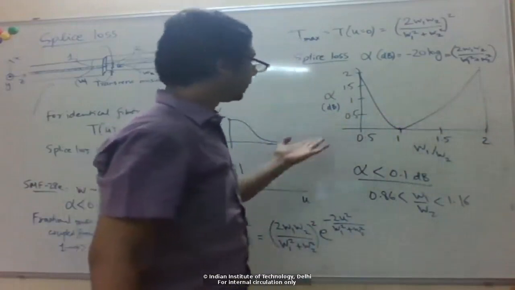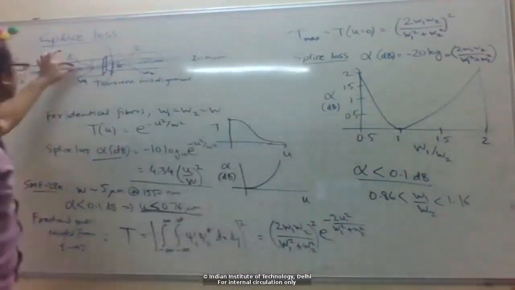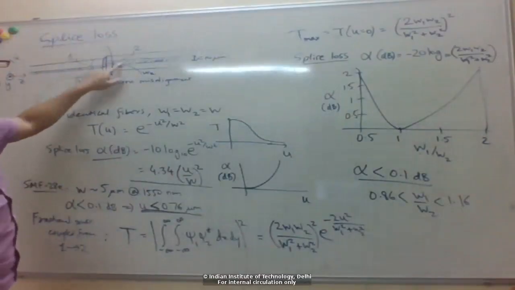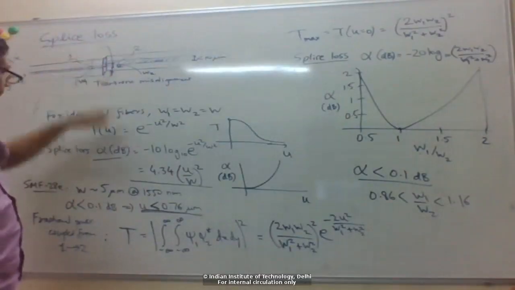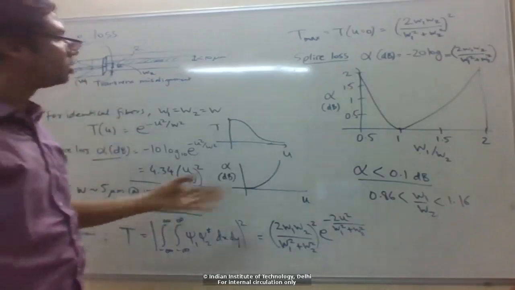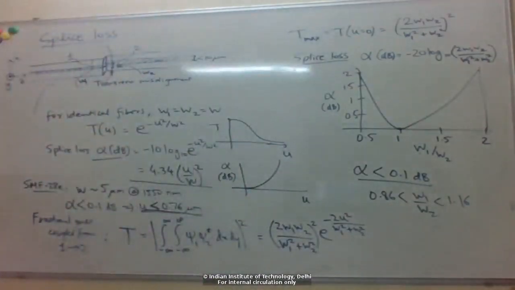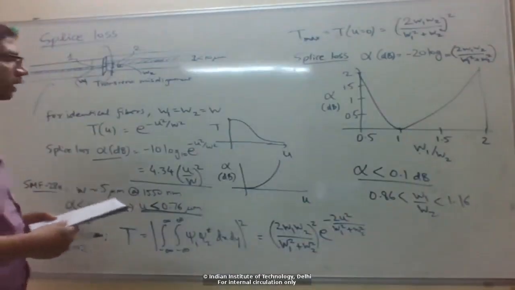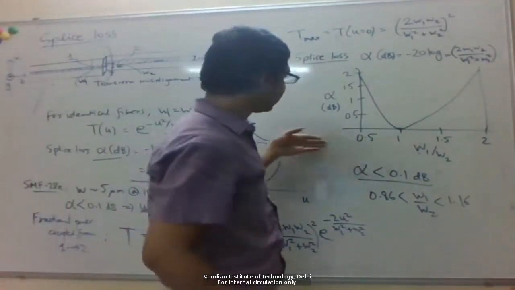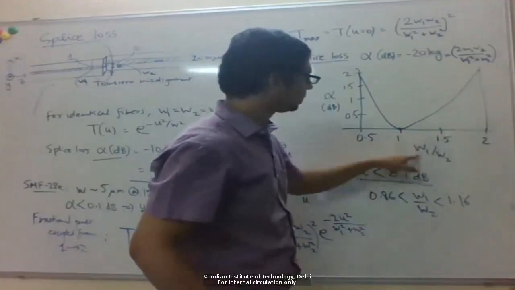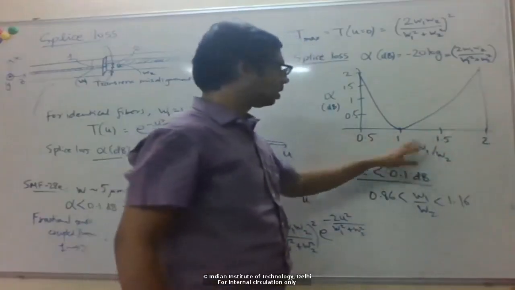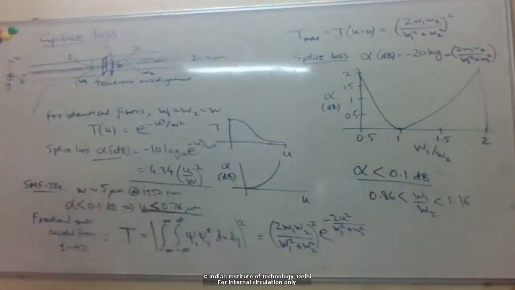And the reason we get loss is because the mode profiles are not the same, right? W1 is not equal to W2. So even for U equal to 0, this mode overlap will not be 1. That's why the loss increases on both sides. So it's not that this x-axis is increasing from here to here. This x-axis is just the asymmetry between the two fibers. Okay, so that's transverse misalignment.